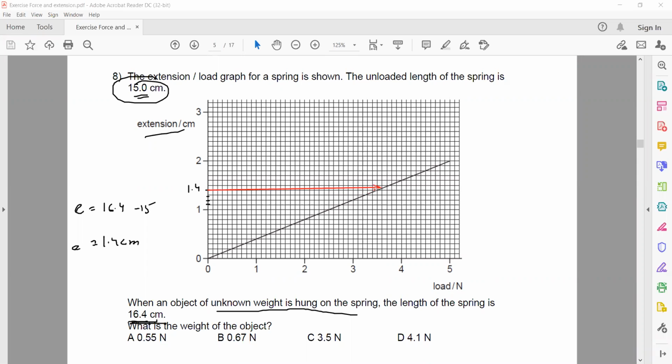So using the graph, when we draw a line, when the extension is 1.4, the weight is this value, which is between 3 and 4, and this is 3.5. So C will be the right answer. Is it clear, this question? First, using the change in the length, we got the extension, and from the extension, we calculated the weight of the object.